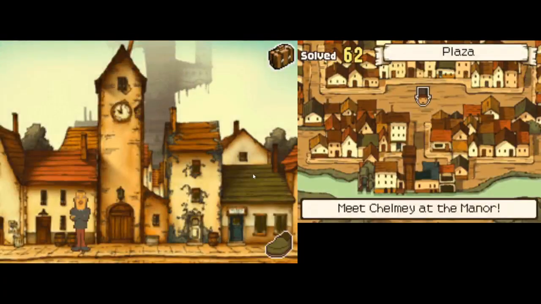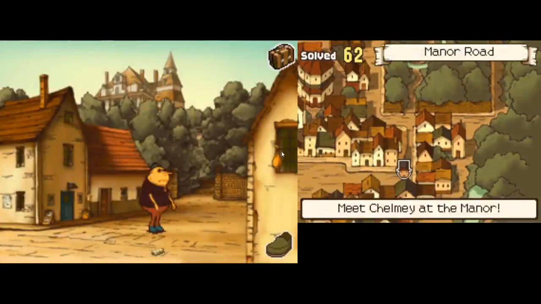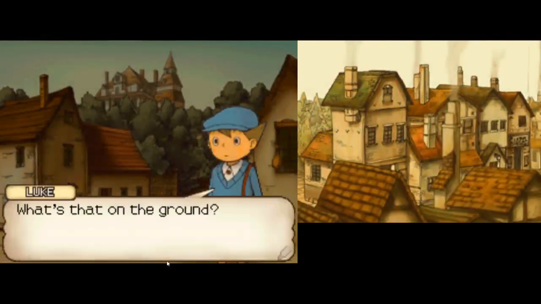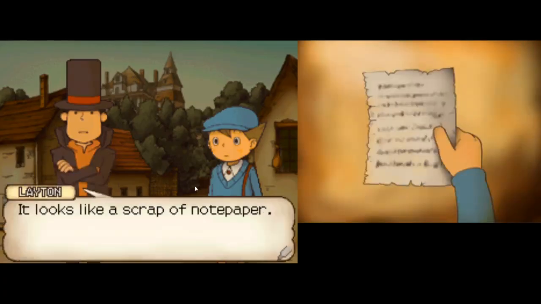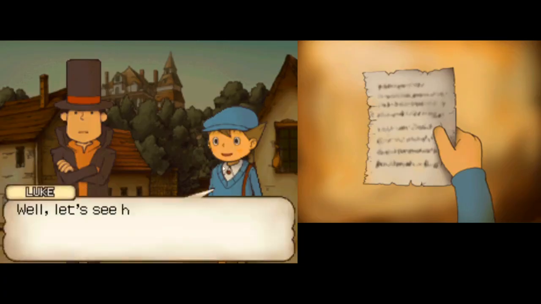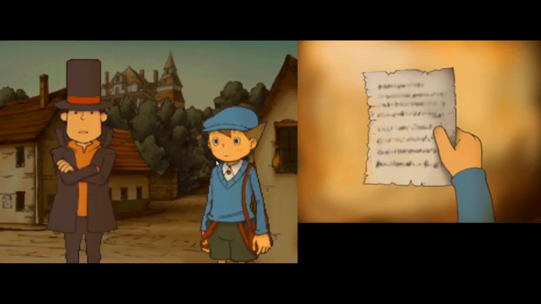Okay, there we go. So we're done here. Alright, so let's head this way. Ooh, what's this? What's that on the ground? It looks like a scrap of notepaper. What's it say, Luke? Well, let's see.